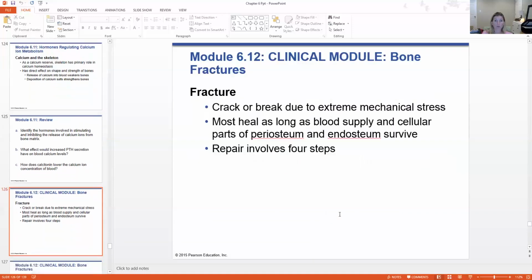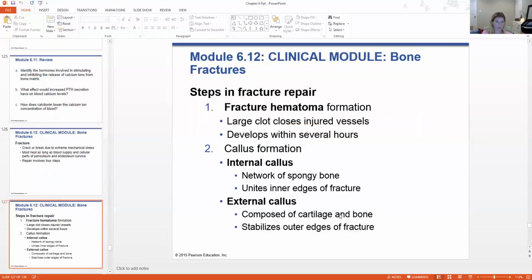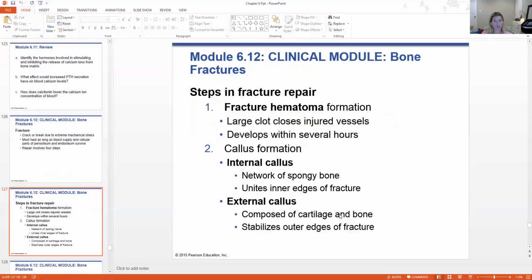Let's talk about how bones break. Bones can crack or break due to extreme mechanical stress. They can heal as long as the periosteum and endosteum are still viable, and repair happens in 4 main steps. There's first something called a fracture hematoma. This happens within several hours of the break. It's basically a large clot that's closing off those vessels that are leaving the injury. Then a callus formation comes about.